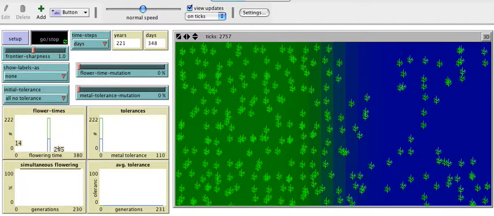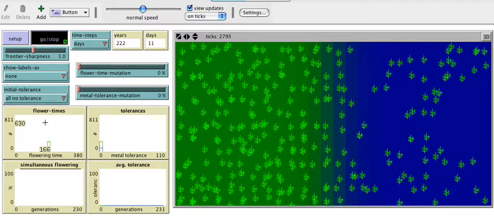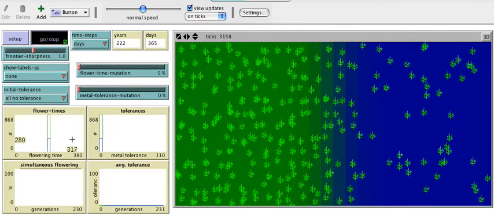Notice this also appears on the flower time graph as two separate bars, one for green and one for blue. This corresponds to how many flowers having that flower time grow in the green region and how many grow in the blue region of the ecosystem.